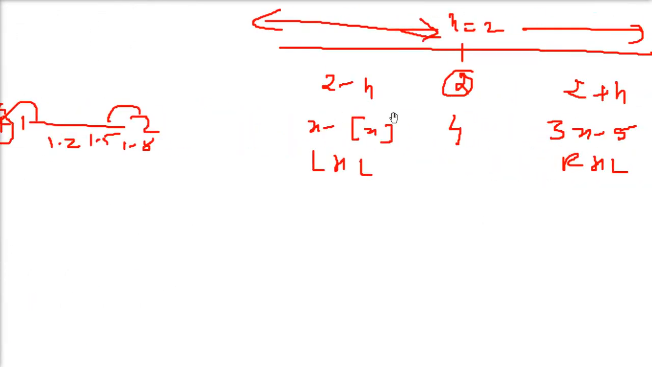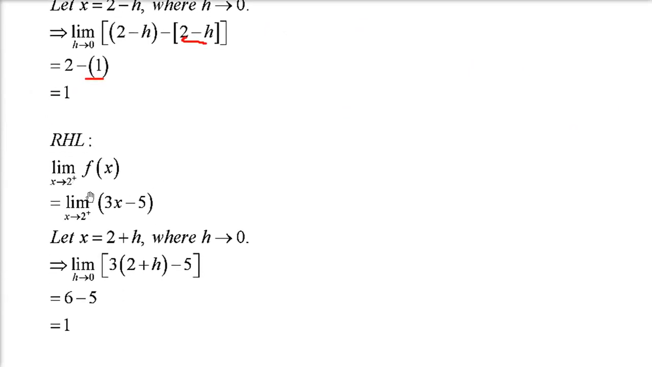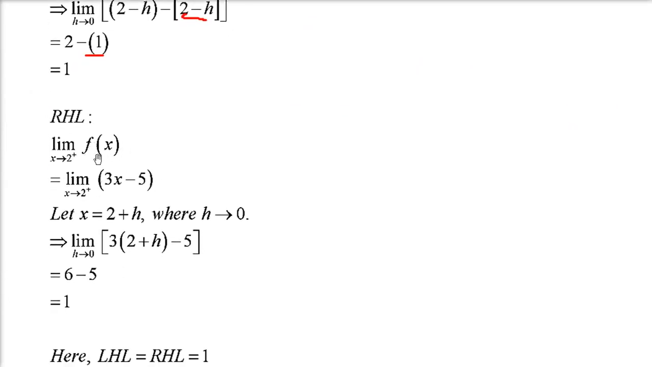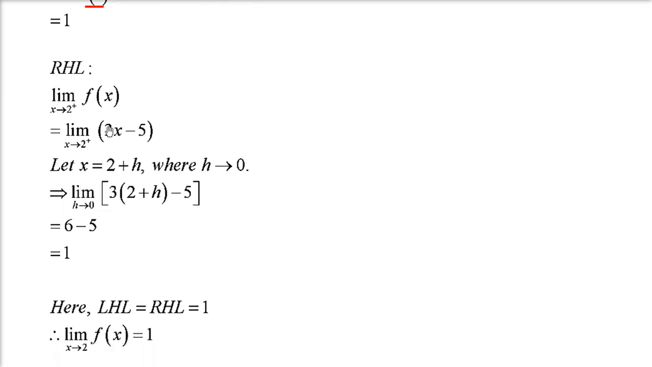Now coming to right hand limit. Right hand limit, same thing, but 2 plus you have to write. And this 3x minus 5, in place of x you are going to put 2 plus h. So 3 into 2 plus h minus 5. h is of course 0. 3 into 2, 6. 6 minus 5 is 1. So you have limit x tends to 2 plus. 2 plus means 2 plus h. We are talking about right. 6 minus 5 is 1.